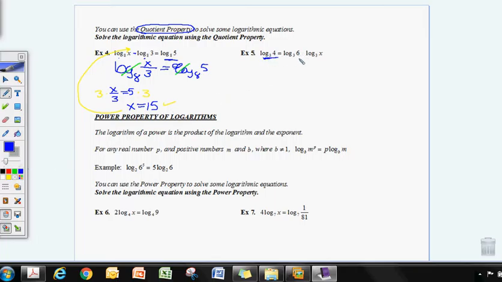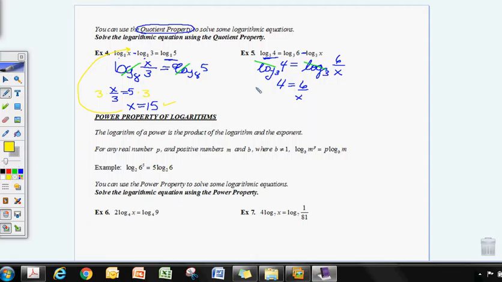Single log on the left, looks good. This double log over here on the right, we need to rewrite. So log base 3 of 4 is going to equal log base 3 of 6 over x. Positive number on the top, negative or the subtract one on the bottom. We have single log on the left, cancels with the single log on the right, and then we can make this 4 equals 6 over x.